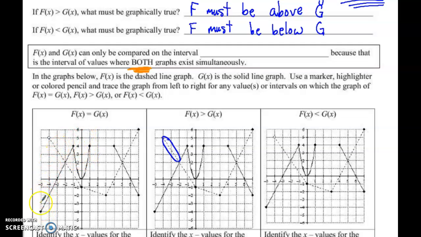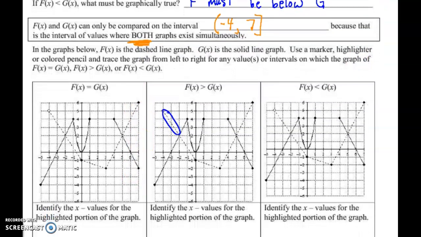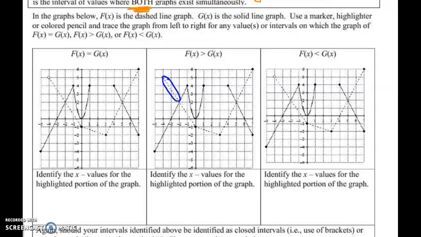So you can see that g is defined at -5, but f is not. The first time f is defined is once you get to -4, and we use a parenthesis to not include it because it's an open circle there. But all of the other points between those are defined until we get to 7. And we can compare them at 7 because they're both defined there.